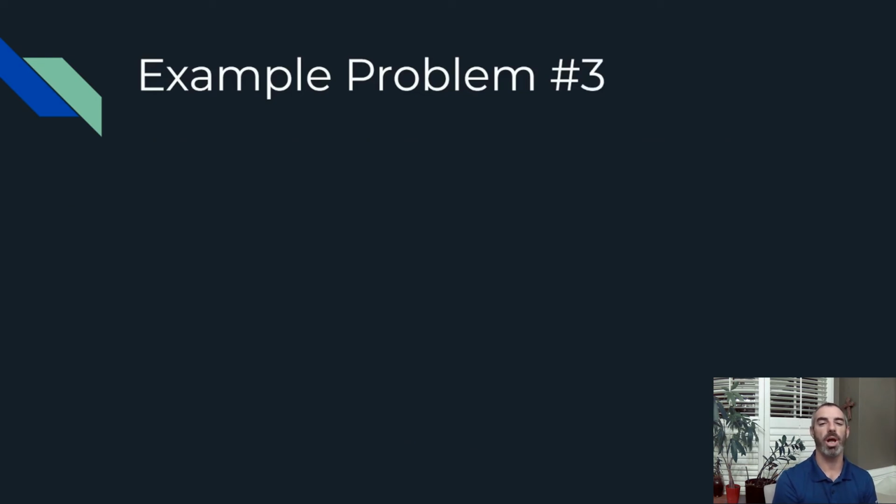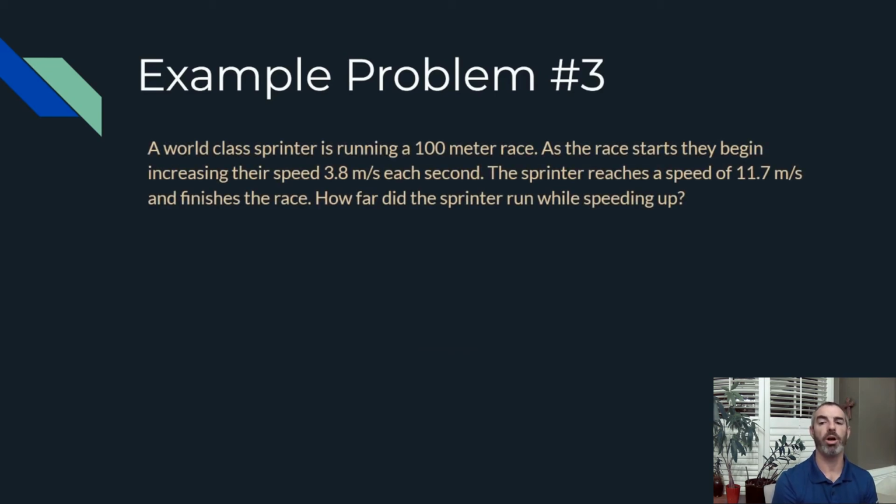Let's look at a little bit more challenging problem now. Example problem 3 involves a sprinter running a 100-meter race. As the race starts, they increase their speed by 3.8 meters per second. The sprinter reaches a speed of 11.7 and then finishes the race at that speed. And the question we want to know is, how far did the sprinter run while speeding up?